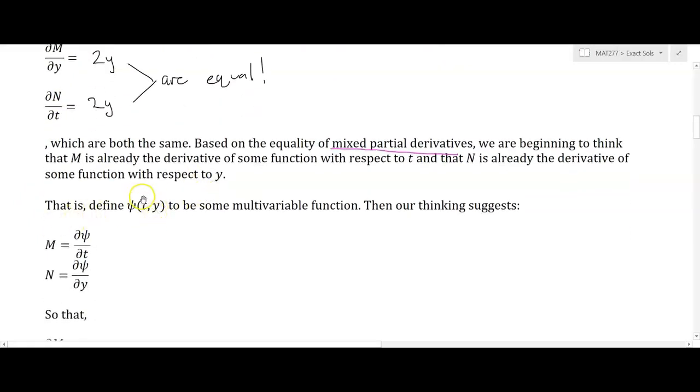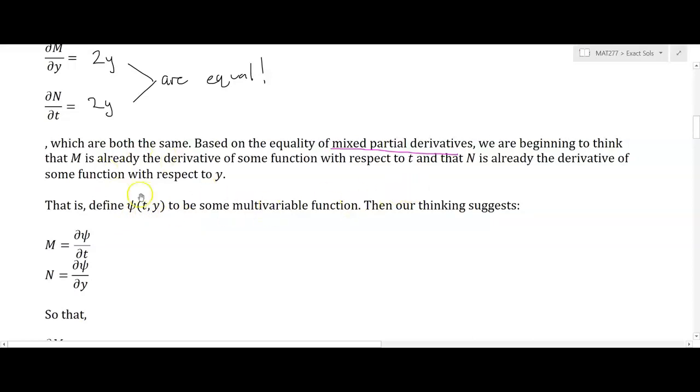So let's call that function, this sort of esoteric function that we don't know much about, psi. That is the Greek symbol right there, to be some multivariable function. The reason we're using Greek letters here is just because these are more easily thought of as helper functions. They're going to help us do something. So we're kind of introducing them into an equation where they don't belong, and using Greek letters just reminds us about that fact.